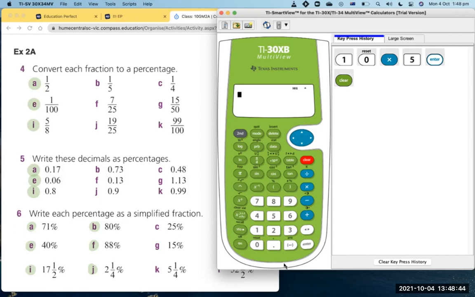Okay, so if you could just write out the first question here as the title, convert fraction to a percentage. So you can just write fraction, draw an arrow, and then write percentage. I'm not too fussed.